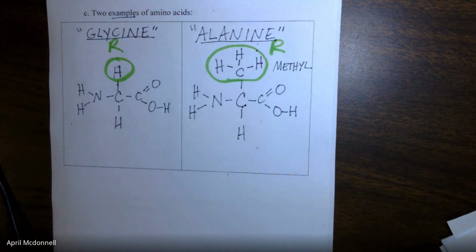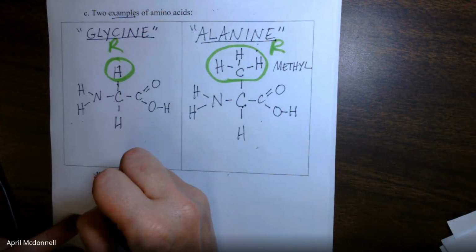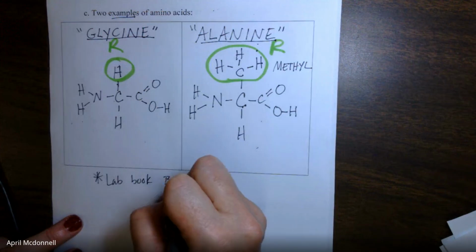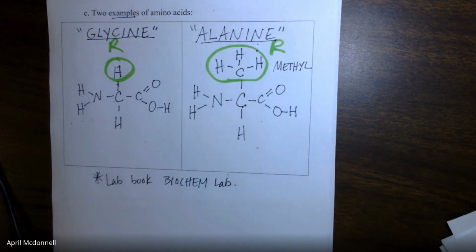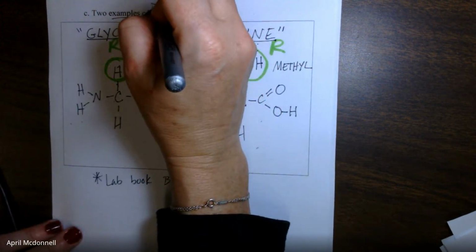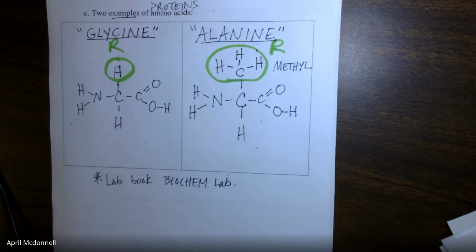A lot of amino acids end in "ine," for example, phenylalanine, isoleucine, alanine, glycine. A lot of the names of amino acids end in that, but not all names of amino acids end in that. You need to look in your lab book, in your biochemistry lab, to check out other amino acids that are mentioned. Remember, this is under the category of proteins because amino acids are needed to make up proteins.